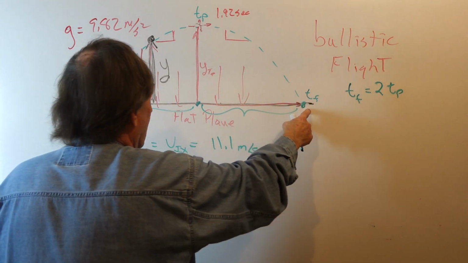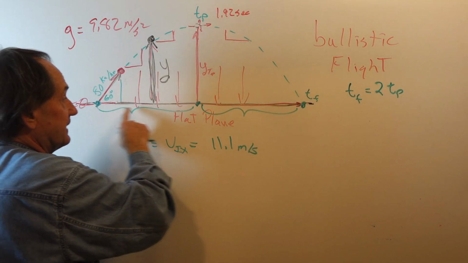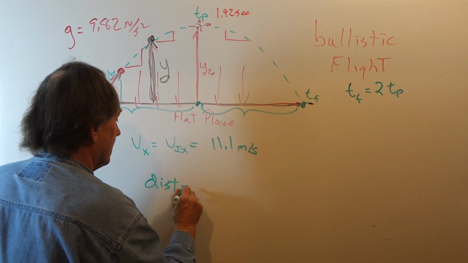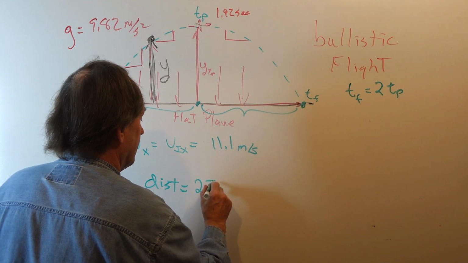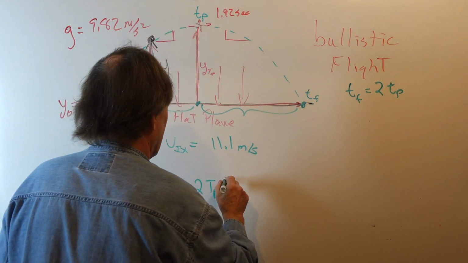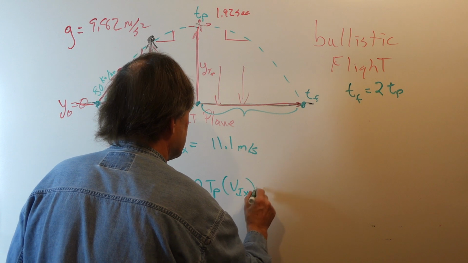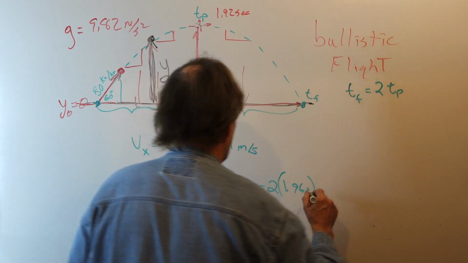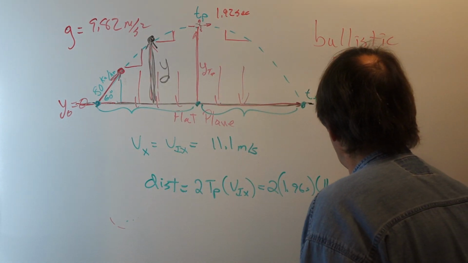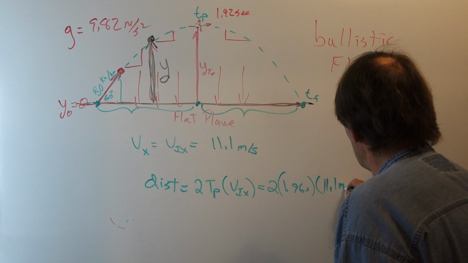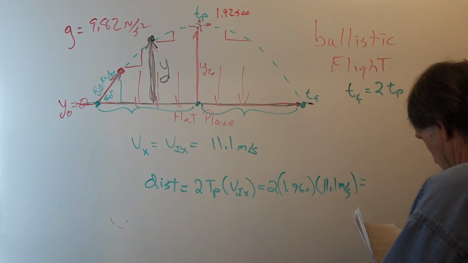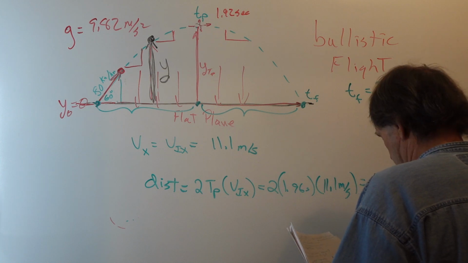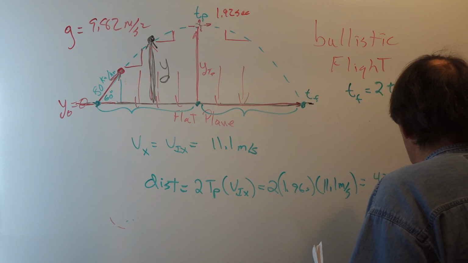So to find how far out it goes, all we have to do is take the x component of the velocity times the time. So the distance will be just twice the time to the peak times the initial x velocity. So this is twice 1.96 seconds times the initial velocity, 11.1 meters per second. And this works out to 43.5 meters, or about 145 feet.